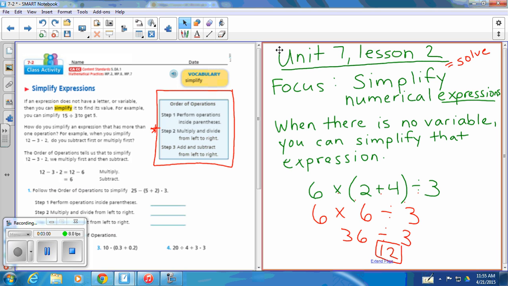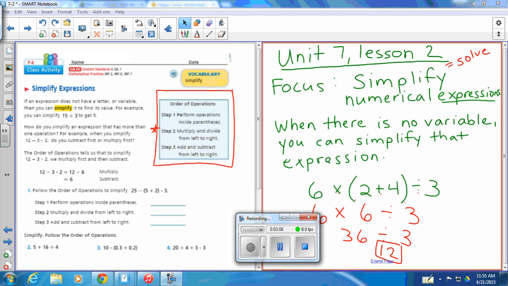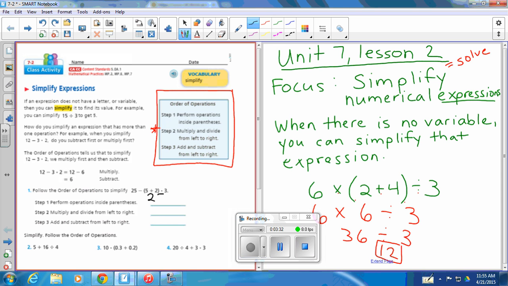What I want you to do is look over here on page 241 at number 1. Let's follow the order of operations to simplify 25 minus the quantity of 5 plus 2 multiplied by 3. Work on that by yourself and see if you can solve that. Go through the steps. Step 1, perform the operations inside the parentheses. Do that first. Inside the parentheses is 5 plus 2. So it would look like this when you're done.